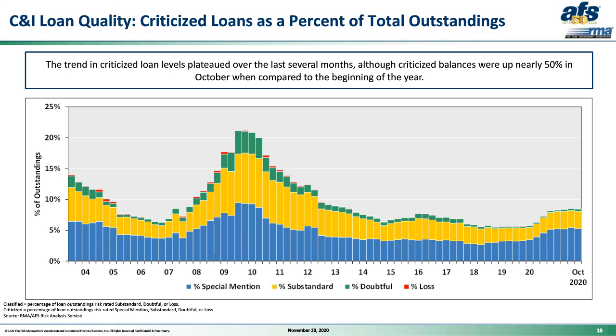The industries with the current highest level of criticized loans are mining, oil and gas at 26%, accommodation or hotels at 22%, air transportation at 21%, arts, entertainment, and recreation at 18%, and department stores or retail at 17%.